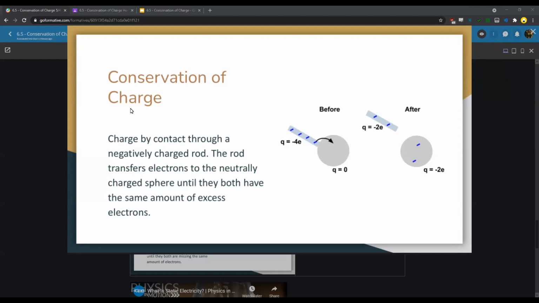Okay. All right, let's get started. So conservation of charge. We talked about this yesterday, albeit very briefly. We're going to go over it again. When you have a charged object, for example a negatively charged rod, and it comes into contact with a neutral object, you're going to share charges. The charge is going to be shared between both of these objects, so they both now have a charge of negative 2e each.